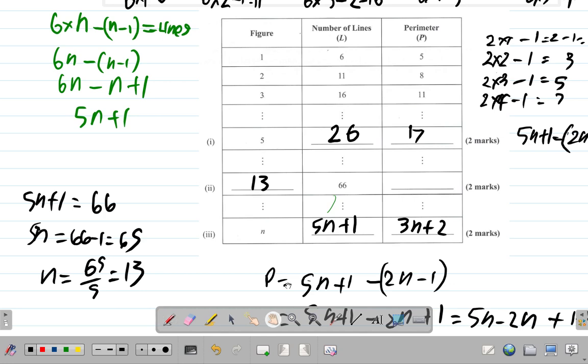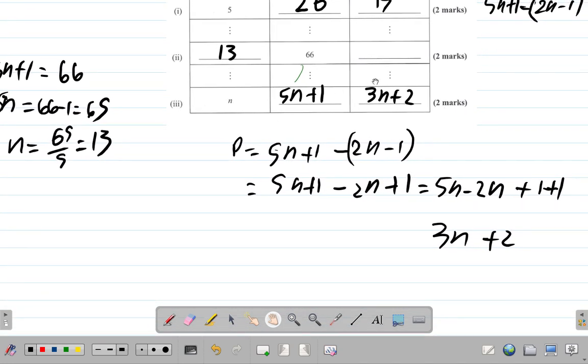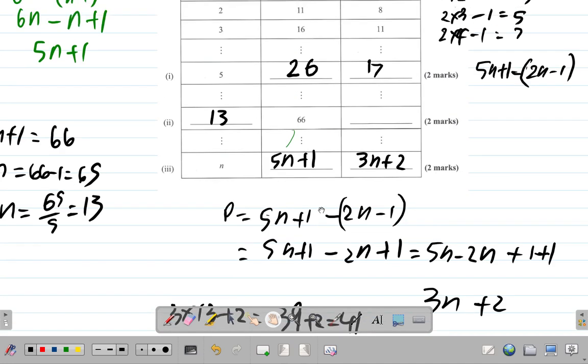And then, if n is 13, you can find the perimeter. 3 times 13 plus 2. 3 times 3 is 9, 3 times 1 is 3, so 39. 39 plus 2 equals 41. So for figure 13, the perimeter would be 41. Okay.